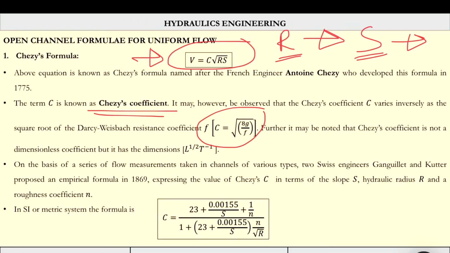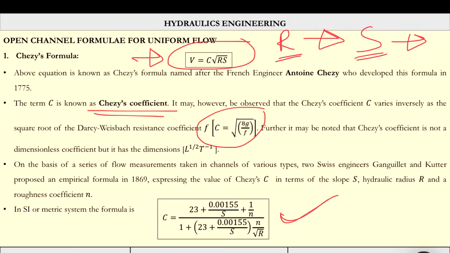On the basis of a series of experiments in channels of various types, two Swiss engineers, Ganguillet and Kutter, proposed an empirical formula for calculating C. C is (23 plus 0.00155 by S plus 1 by N) divided by 1 plus (23 plus 0.00155 by S) multiplied by N by root R. S is the bed slope, N is Manning's coefficient or roughness coefficient of the channel, and R is the hydraulic radius.